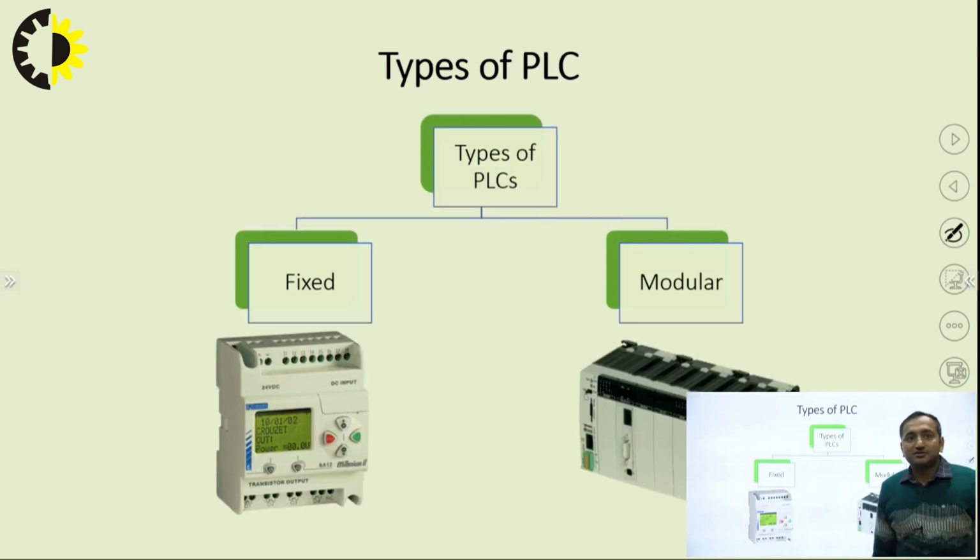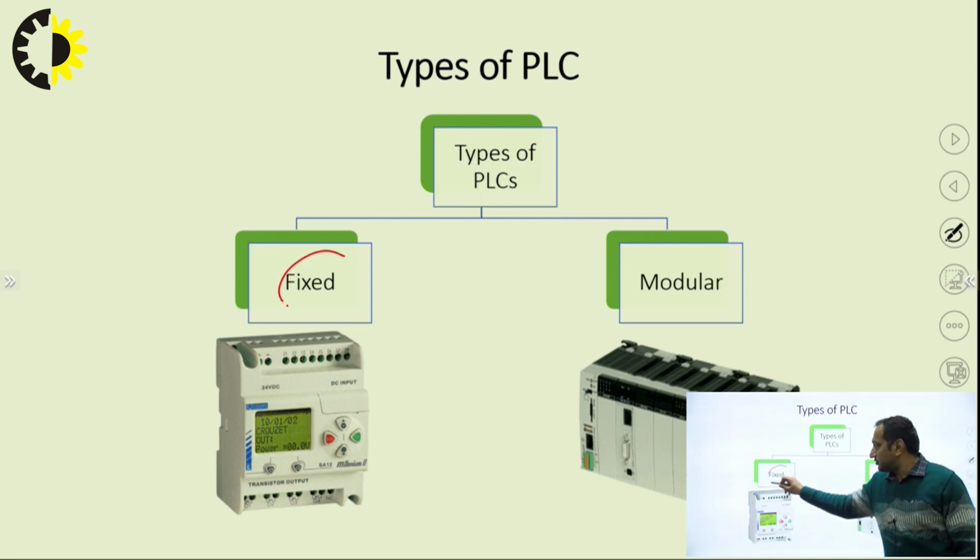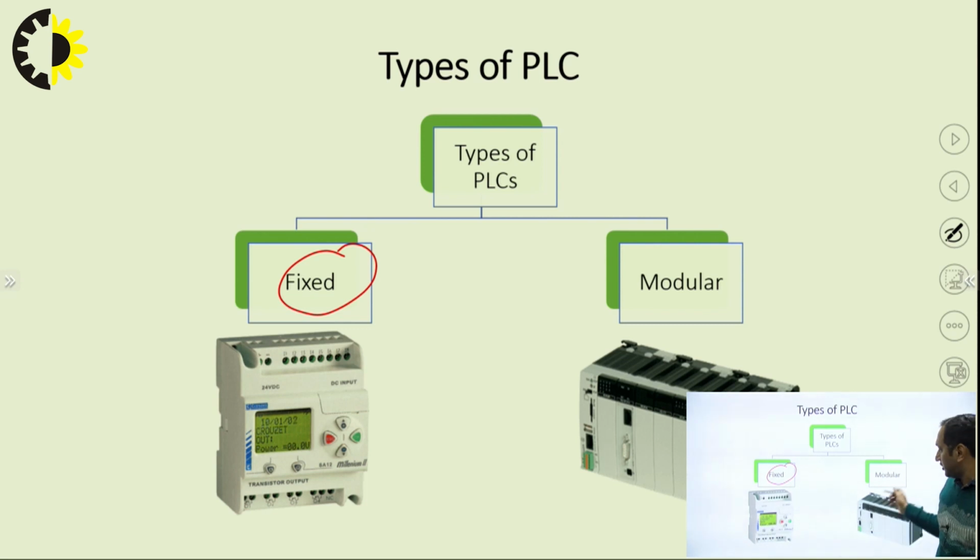Now let us see what the types of PLCs are. So types of PLCs are fixed, which is fixed at one place, and modular. You can disassemble it and you can take it to some place else. So it looks like this.